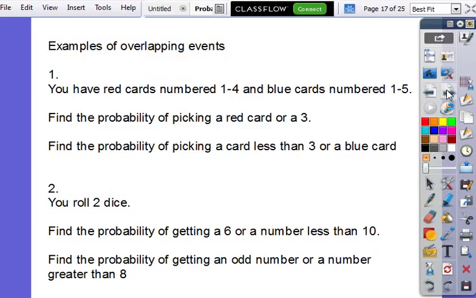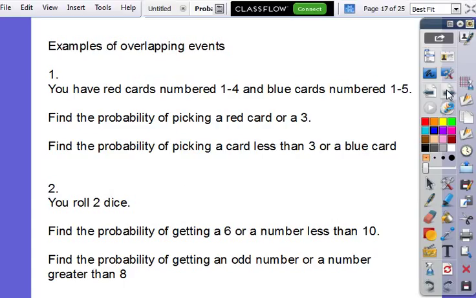Probability of picking a card less than 3 or a blue. Well, I can pick a card less than 3, right? Or I can pick a blue card, right? Or I can pick a blue card that is less than 3. So when you have the things that overlap, that makes it an overlapping event versus the mutually exclusive.